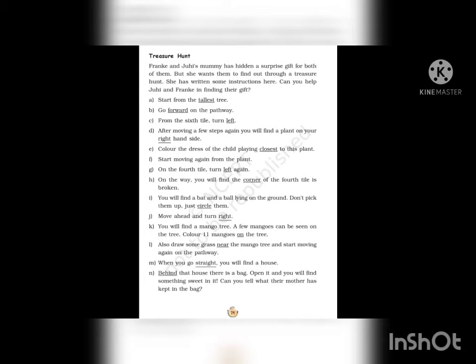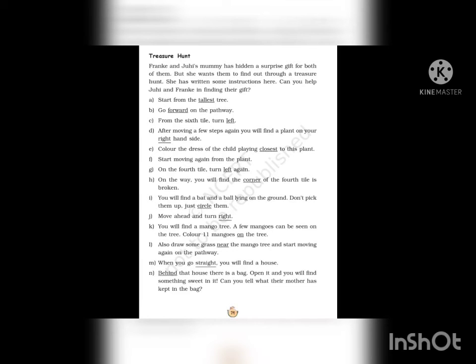H. On the way, you will find the corner of the fourth tile is broken. I. You will find a bat and a ball lying on the ground. Don't pick them up, just circle them. J. Move ahead and turn right.